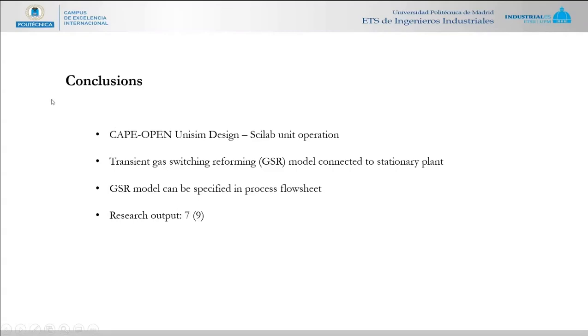I think that the 2 publications regarding methanol production and ammonia production with these gas switching reforming concepts are perhaps the most representative of what we have accomplished during this collaboration between SINTEF and Polytech. Okay, and with this, I conclude my presentation.